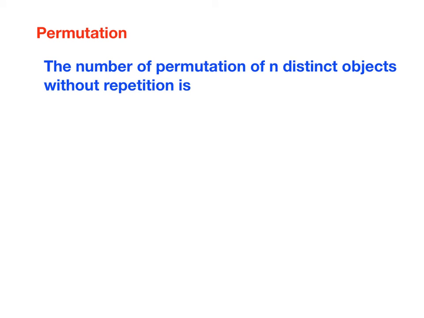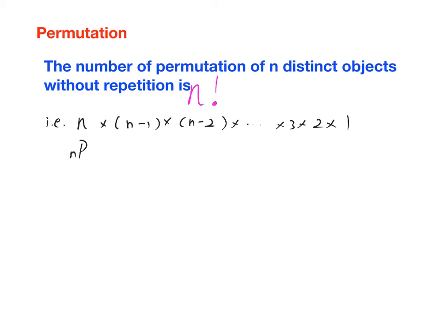So to conclude, if we have to arrange n objects without repeating, the number of ways is n factorial. Which means n times 1 smaller, then 2 smaller, and then 3, until it's times 2 times 1. It is also equal to nPn, choosing n things.